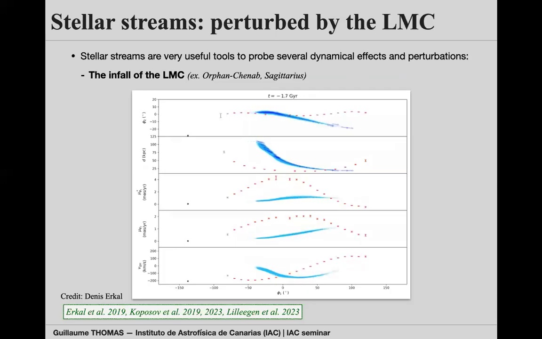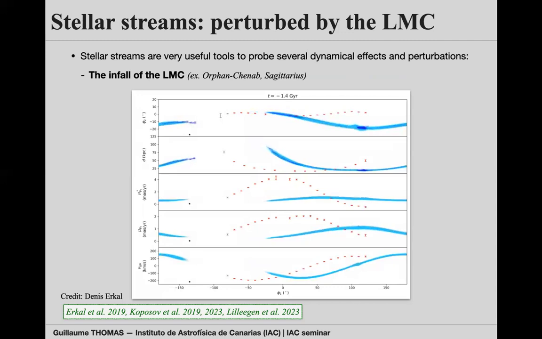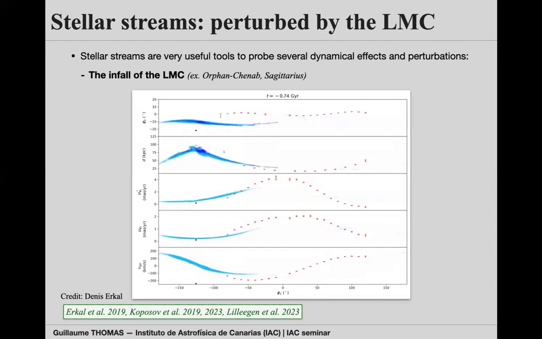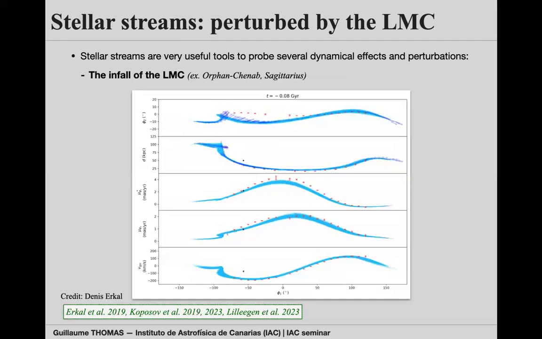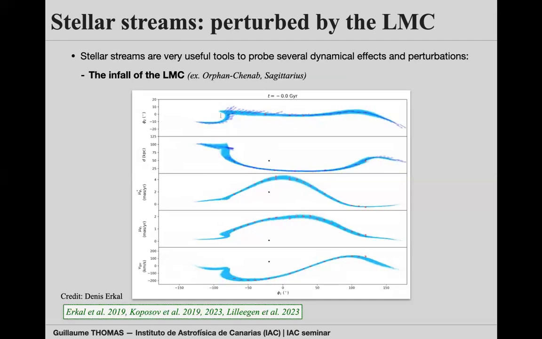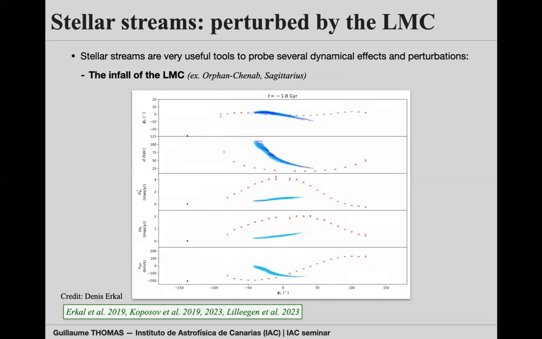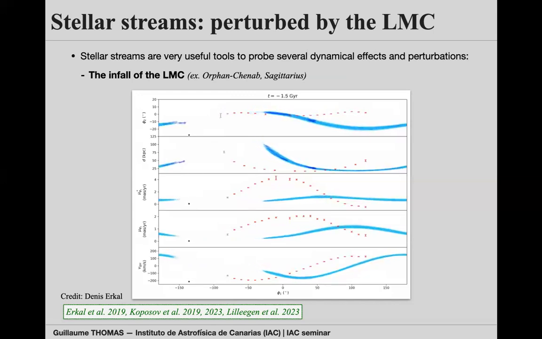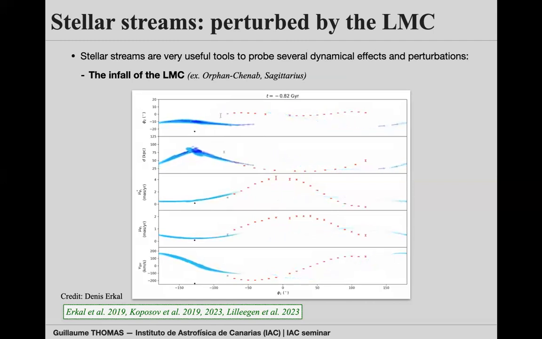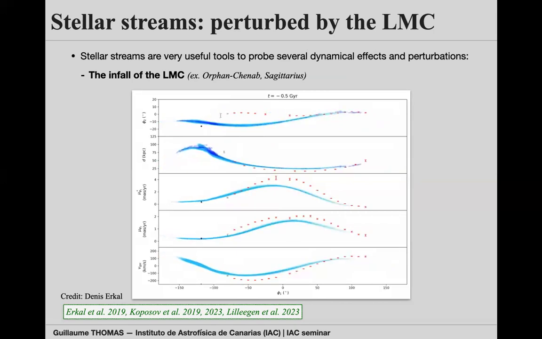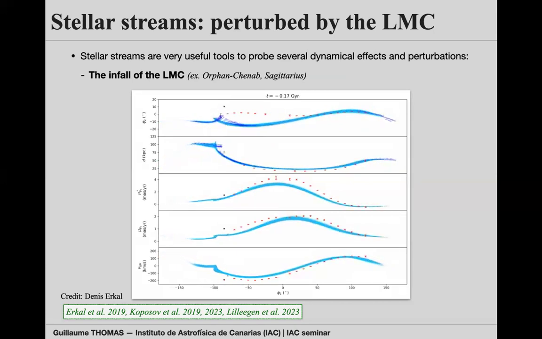And so stellar streams are really useful, for example, to study the perturbation generated by the LMC. That has been done in particular by Denis Erkal. We show that to reproduce the Orphan-Chenab stream, here the observation and here the simulations, you need a perturbation generated by the LMC to explain this kick in the observations. Basically, the stream orbits really close to the LMC, shown by the black point here. You see that at some point the LMC goes very close to the stream and is going to alter the velocity vector.